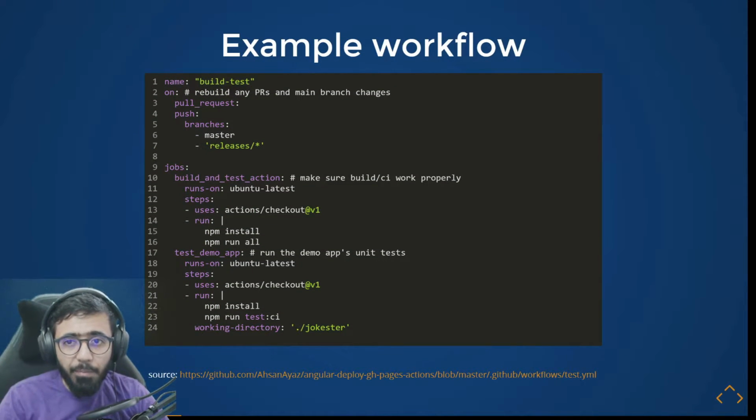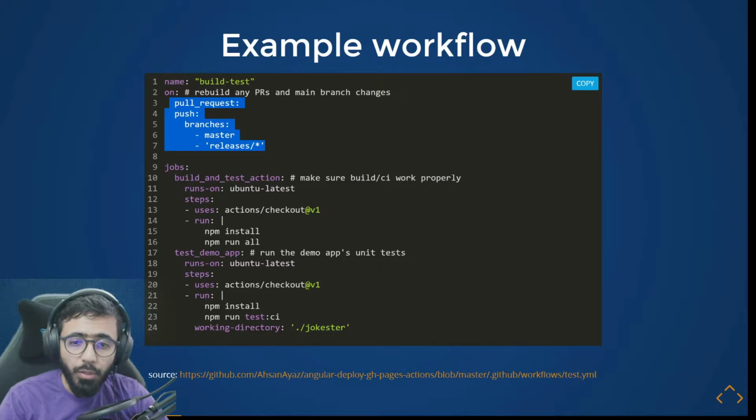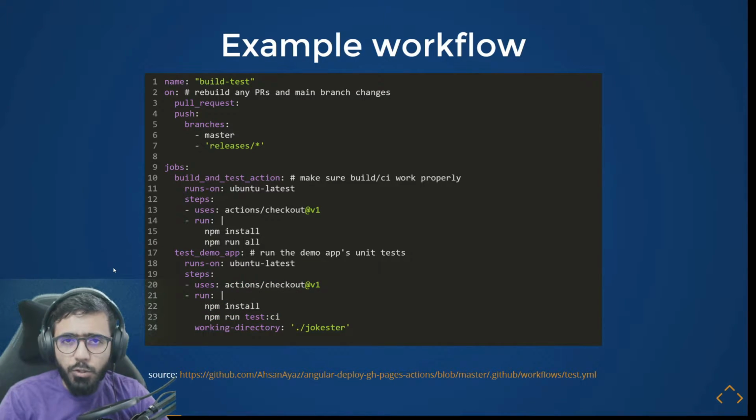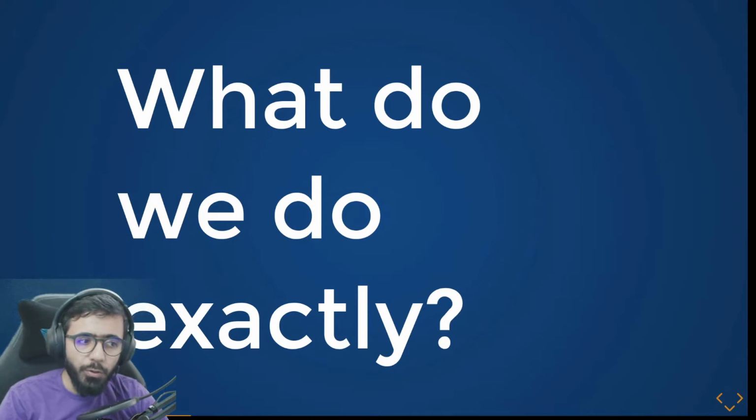Now this is an example workflow and we are going to go deep on this, but in general it has this on rule which tells when the workflow would run, and then it has a set of jobs which you provide, and then you clone your project using this action and then you run different commands. So we are going to go deep on this, don't worry. Now what do we do exactly in this particular talk?